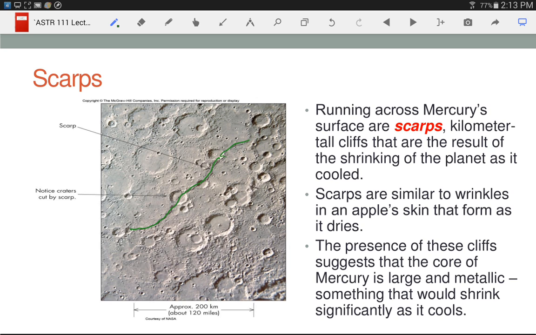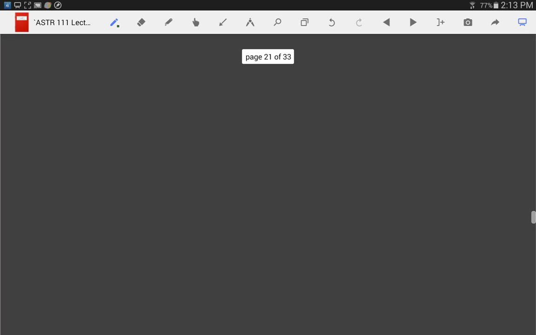We know when things are hot, they tend to expand. When they cool, they tend to contract. Especially true, Mercury, we believe, has more iron than most planets, higher percentage iron. And so if its iron core cools, it will contract and shrink. And it's believed that these scarps are the surface fracturing because the inside shrunk. So that's an important feature to know about Mercury.